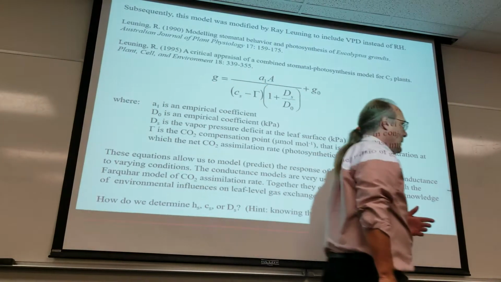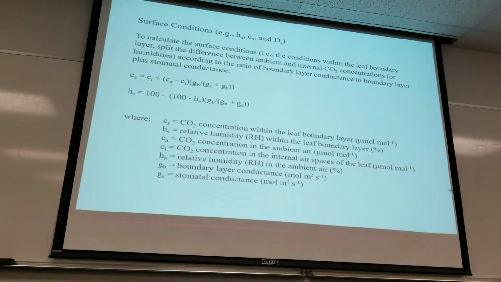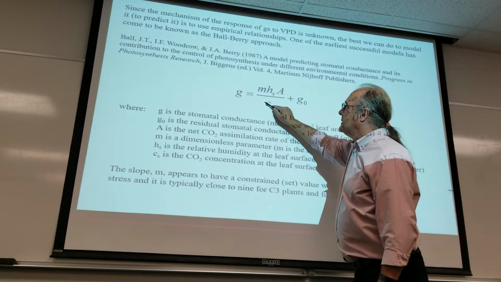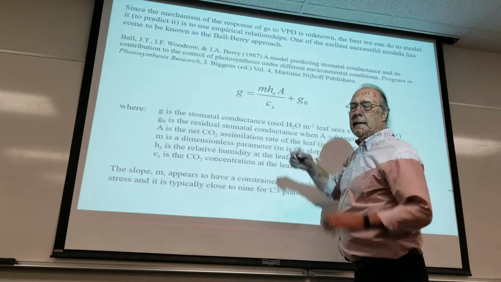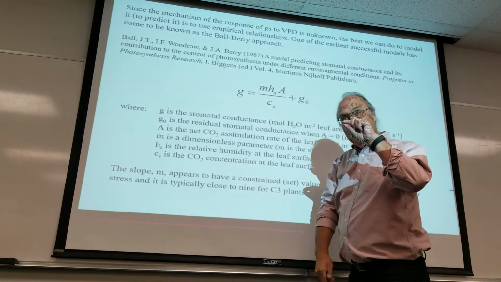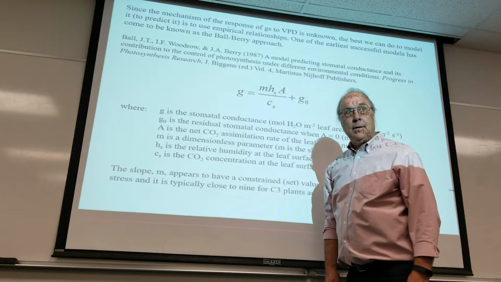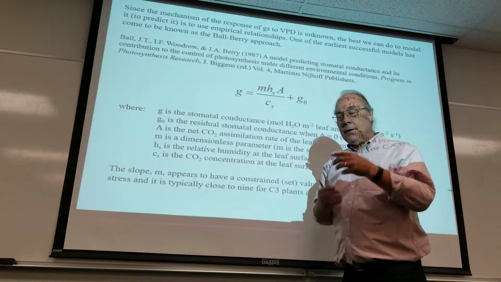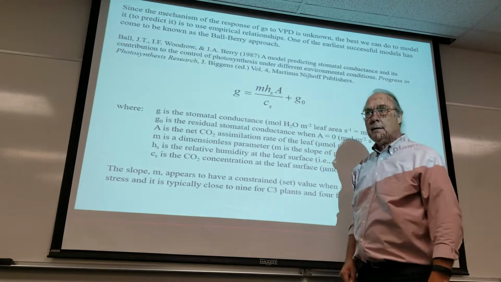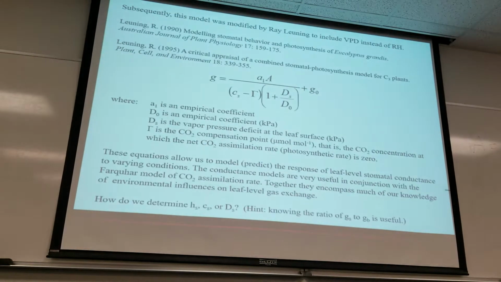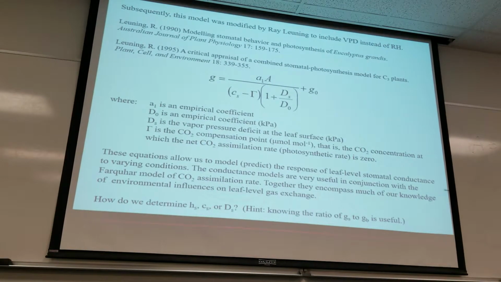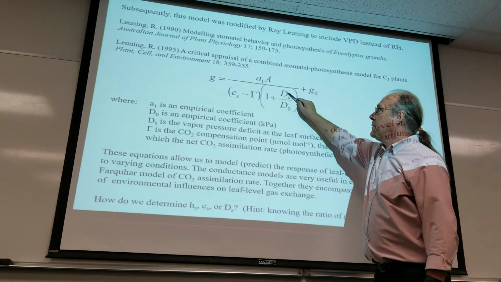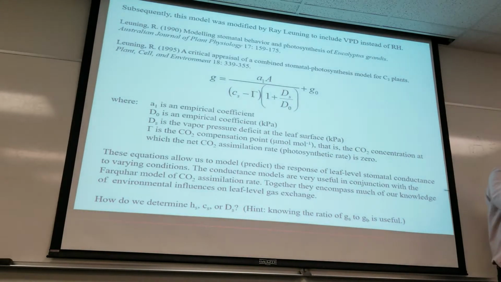But my question to you then is, humidity at the leaf surface, CO2 concentration at the leaf surface. That means within the boundary layer. How do you know what those values are? How can you use an equation like this? How do you know what the humidity is within the leaf boundary layer? How do you know what the CO2 concentration is within the leaf boundary layer? In Leuning's model, he's got saturation vapor pressure deficit at the leaf surface. Same idea. How do you know what that condition is in the boundary?